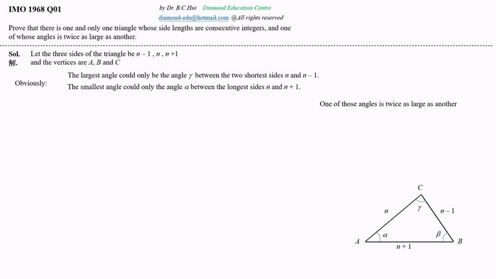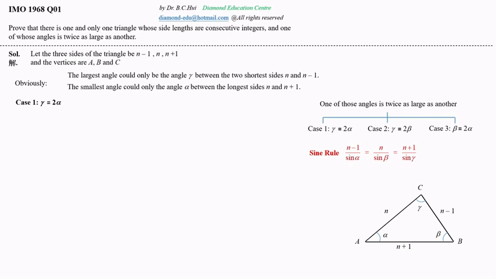One of those angles is twice as large as another one. There could only be three different cases. First, gamma equals 2 alpha. Second, gamma equals 2 beta. And third, beta equals 2 alpha. We can do this by considering the sine rule.